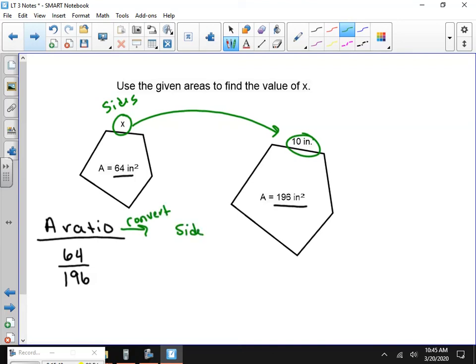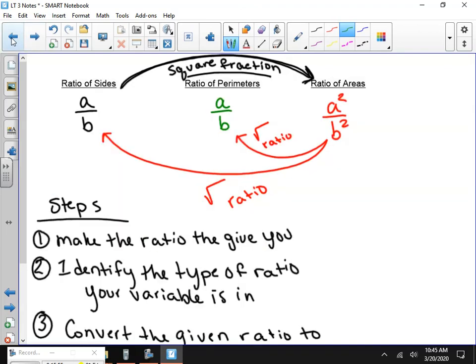All right, if you remember from our first slide when we talked about this, to go from an area to a side, I have to square root the top and the bottom of the ratio. So over here, when I convert this, I'm square rooting 64 and I'm square rooting 196. When I do that, I get 8 over 14.